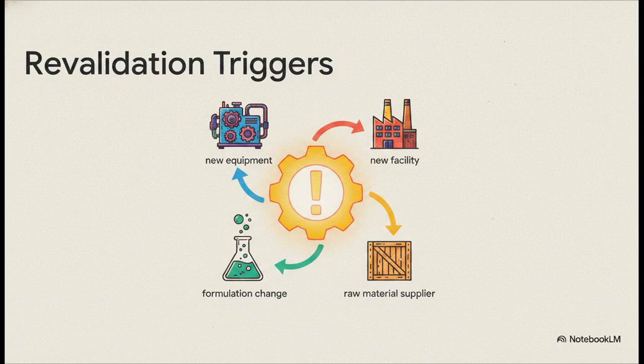And finally, revalidation. Listen, this is a big deal. If you change literally anything major in your validated process, you have to reprove that the whole thing still works. If you get a new piece of equipment, if you change the supplier where you buy your raw materials, if you move to a new facility, or change the formulation, boom, you trigger revalidation. It really proves just how strict and tightly controlled these manufacturing environments have to be.